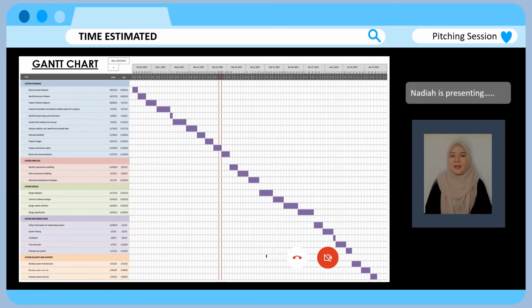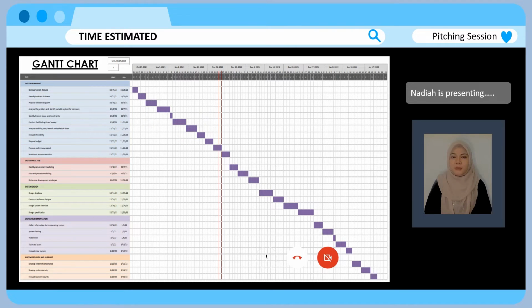Next is time estimated. For the time estimated, we use the Gantt chart and also PERT chart to see the flow of the activities. As we can see, it has 5 phases that need to be accomplished, which are the planning phase, system analysis phase, system design phase, system implementation phase, and system security and support.